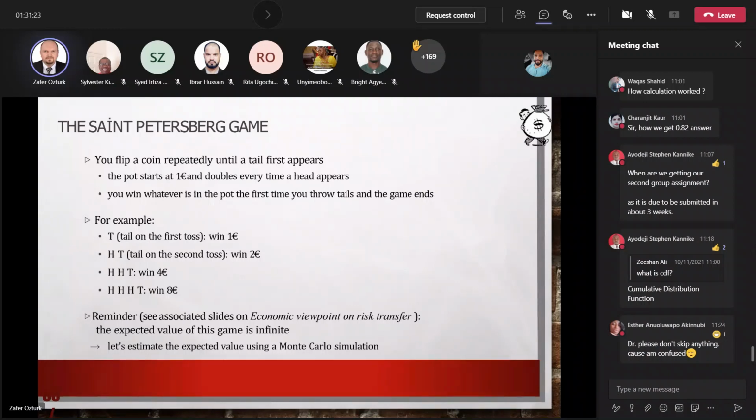As a reminder, you can check the associated slides on the economic viewpoint on risk transfer, where the expected value of this game is infinite. Then let's estimate the expected value using a Monte Carlo simulation.